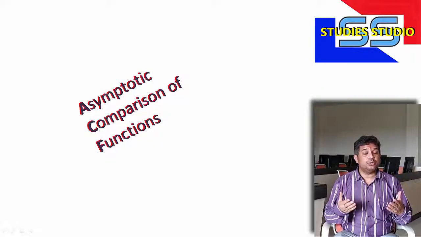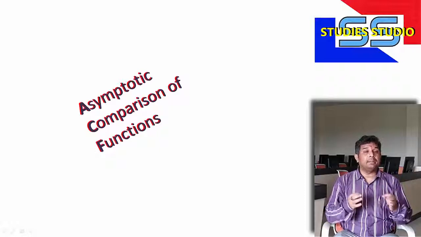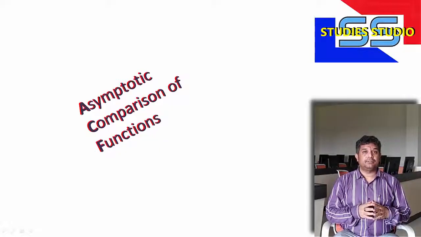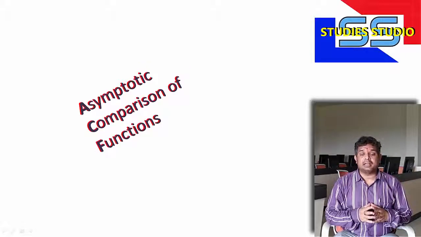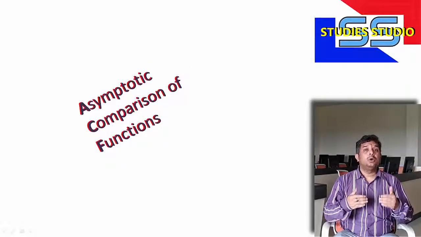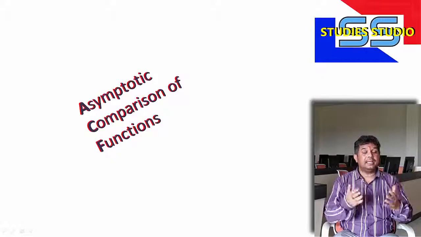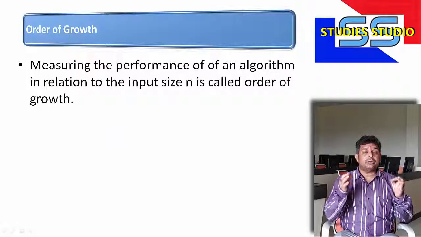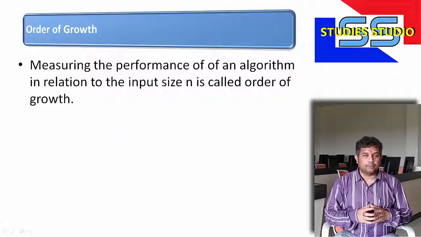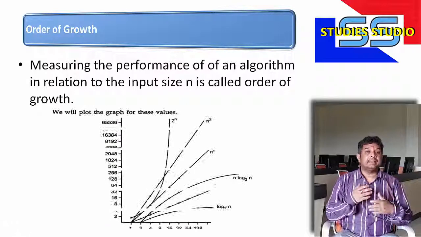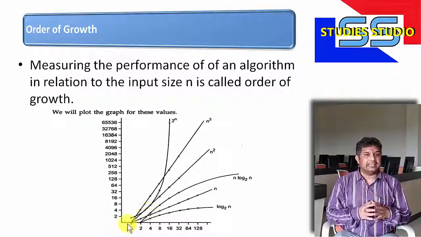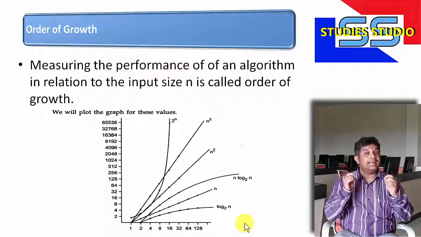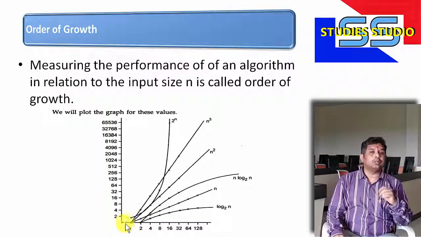In our previous videos, we have seen how to find the complexity of an iterative function and a recursive function. Now, if two functions are given, how do we find which function is reaching infinity faster? Or in other words, I want to find the order of growth. So basically, measuring the performance of an algorithm in relation to the input size is called order of growth.